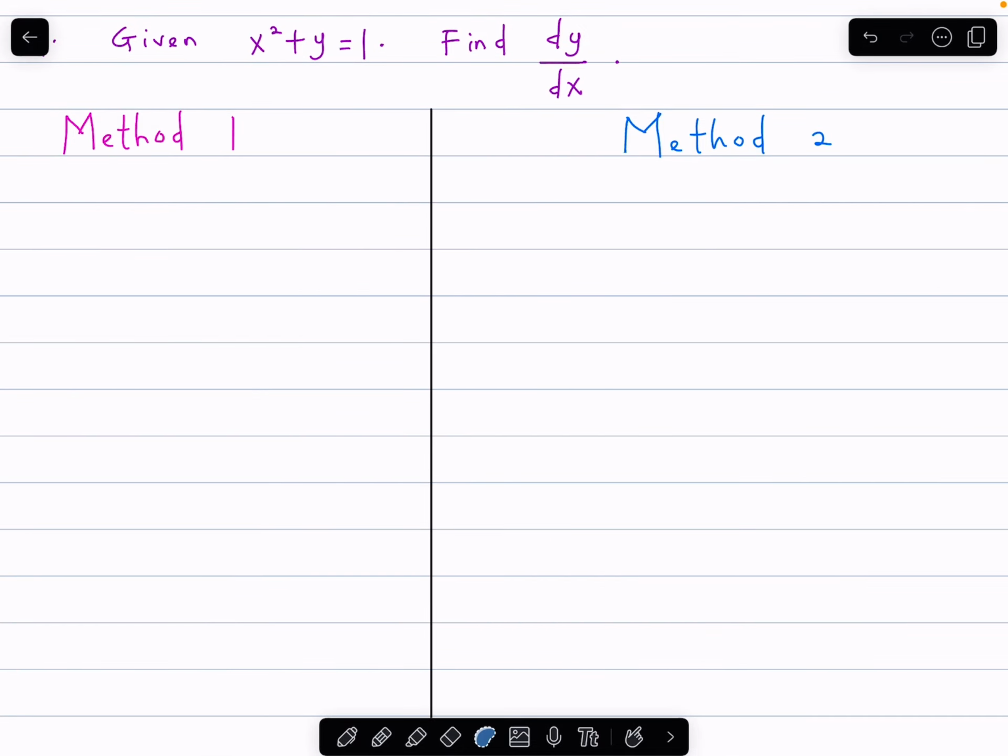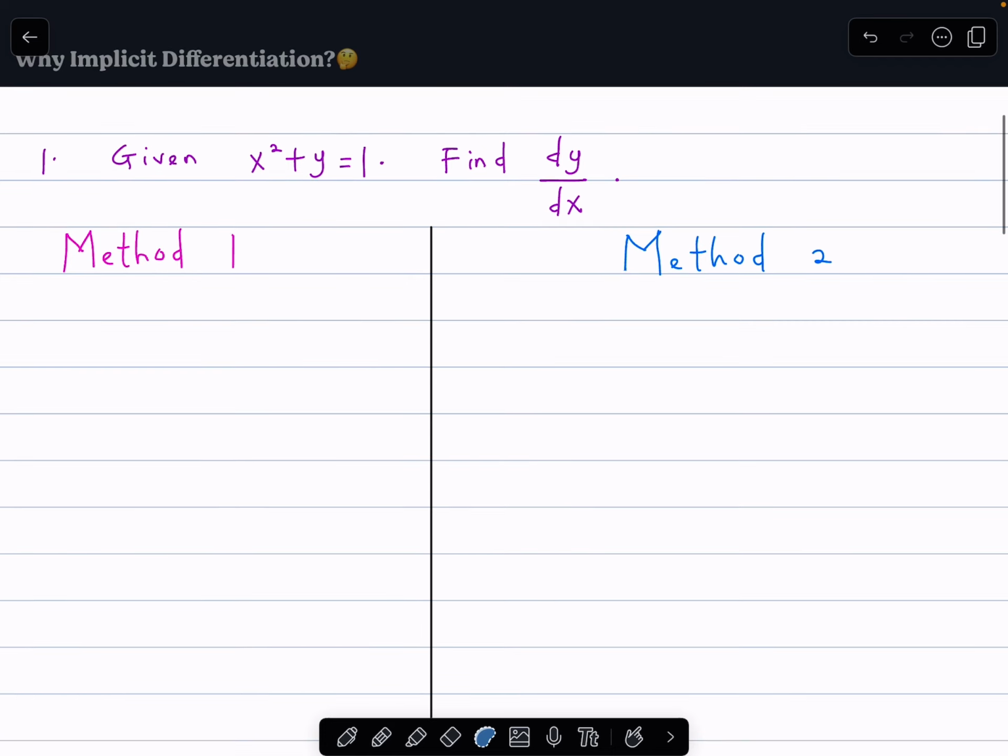Hello friends, welcome. Let's find the derivative of x squared plus y equals 1 using two different methods. These two different methods will show the reason why implicit differentiation is important. So let's use the general method for finding the derivative.